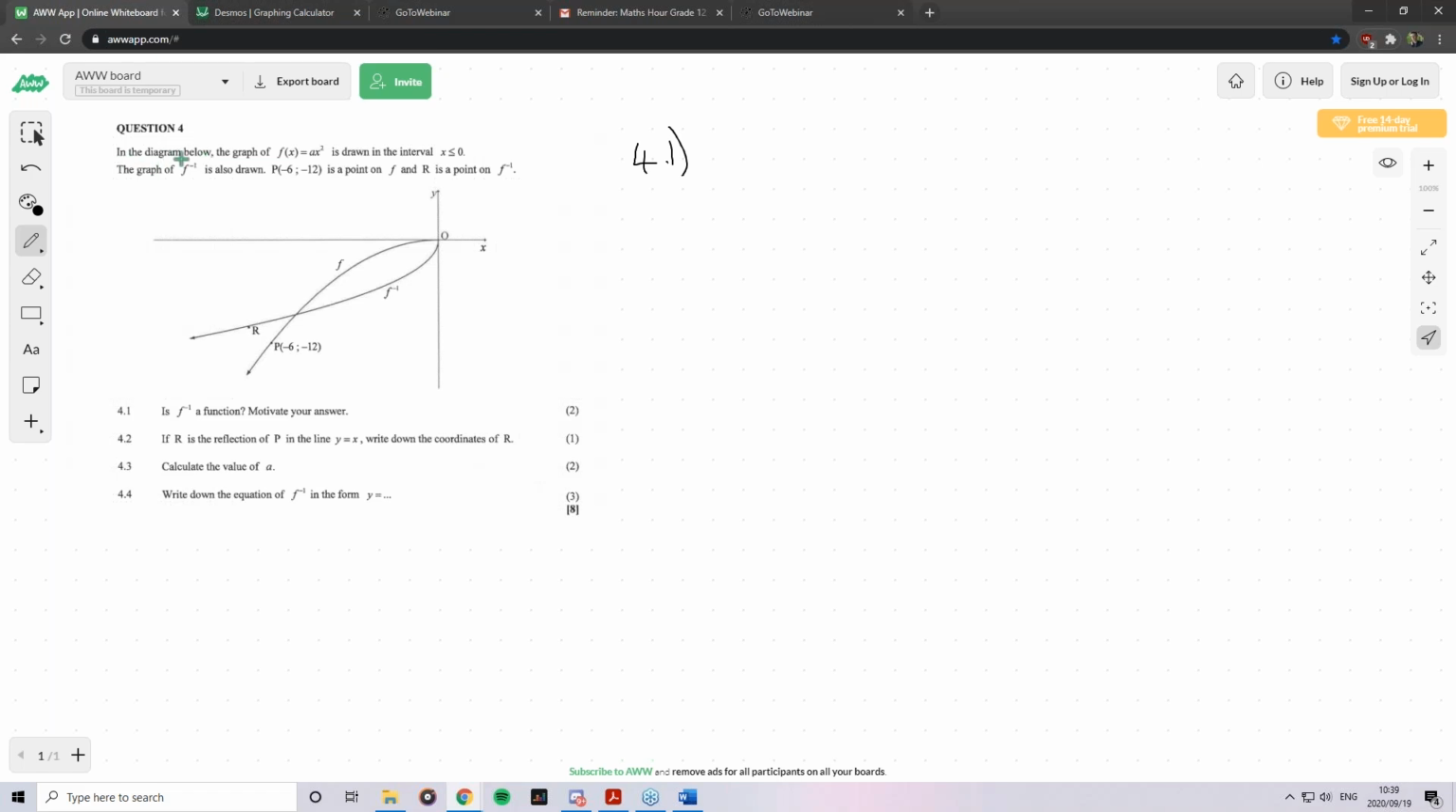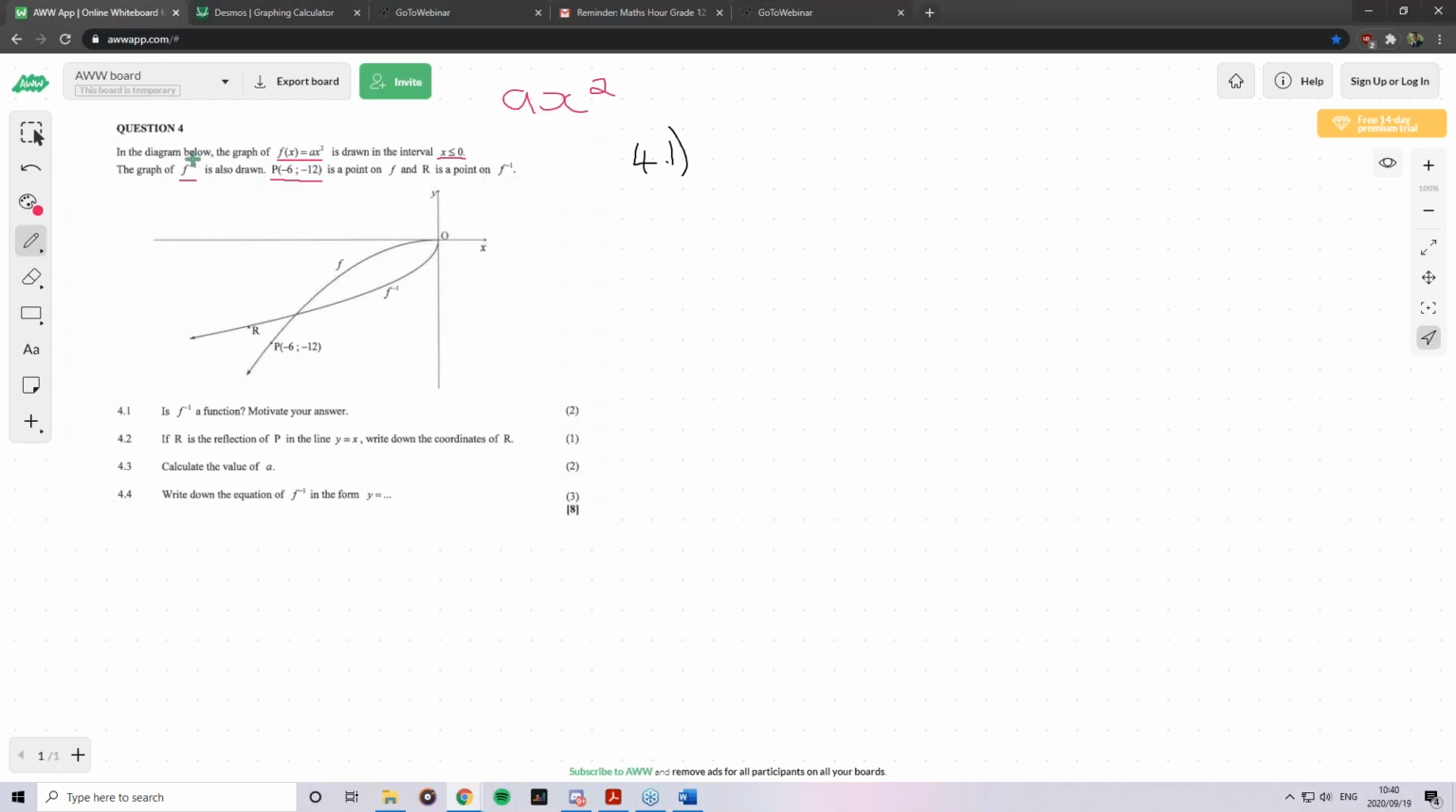So what do you have here? In the diagram below, the graph of f(x) equals ax squared is drawn on the interval x less than or equal to 0. This, we know, is a parabola, just because of the form ax squared. On the interval x less than or equal to 0. So we'll see here, the image only exists when x is less than or equal to 0. The graph of the inverse of f is also drawn. P(-6; -12) is a point on f, and R is a point on f inverse.